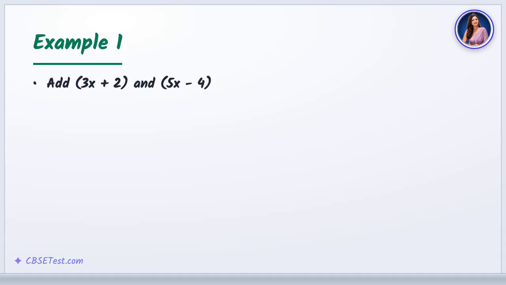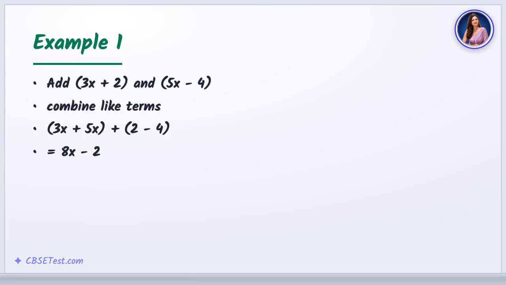To add 3x plus 2 and 5x minus 4, combine like terms. 3x plus 5x is 8x, and 2 minus 4 is minus 2. So the sum is 8x minus 2.